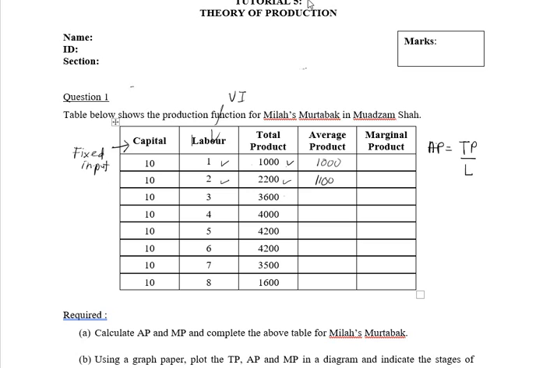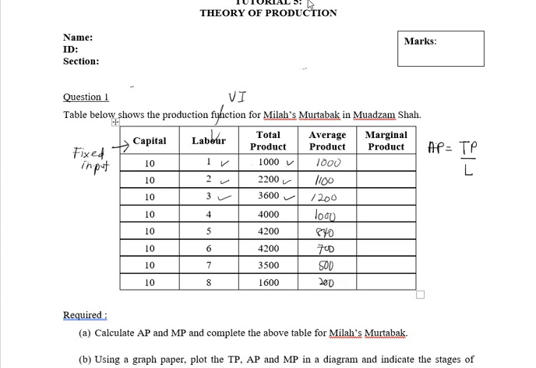And then 3600, you divide by 3, you will get 1200. And then you do the same calculation for the rest of the empty table. So you have 1000, and then 840, 700, 500, 200. So you have your average product for each unit of labor in the production.